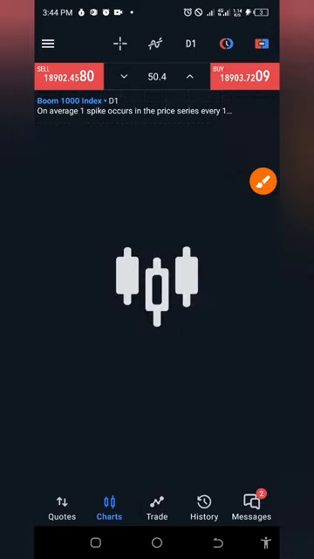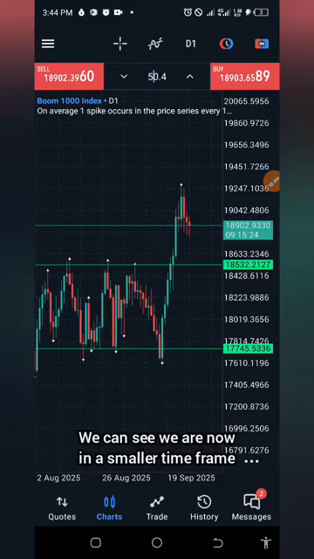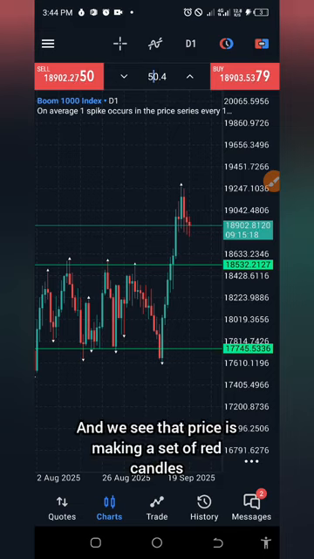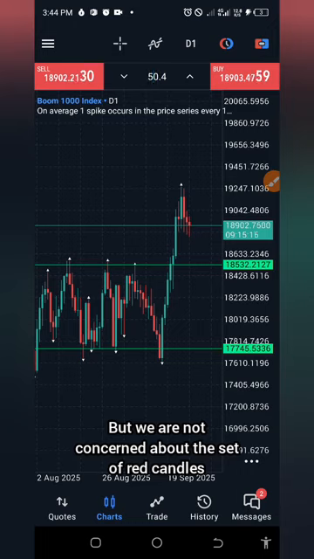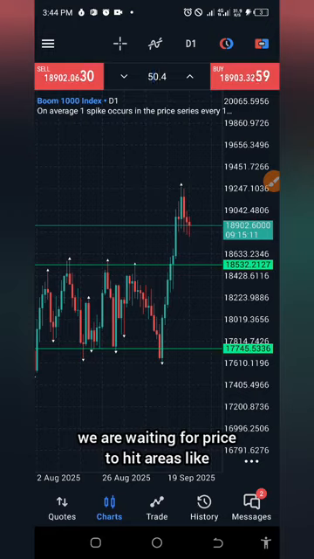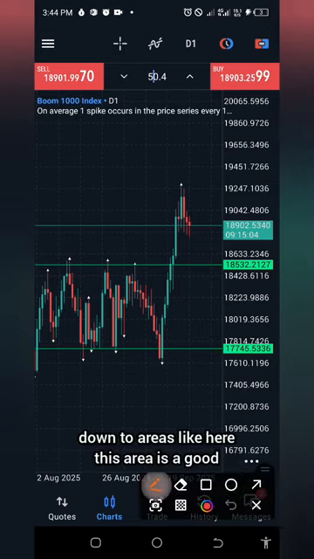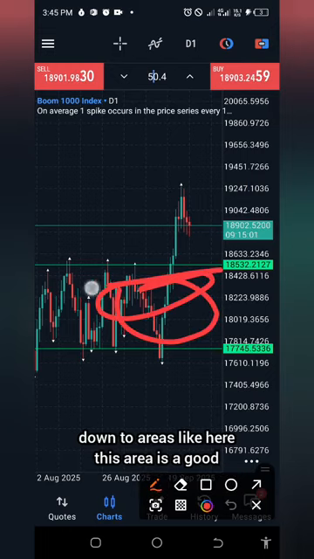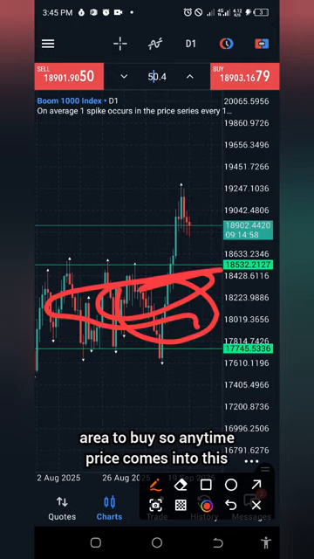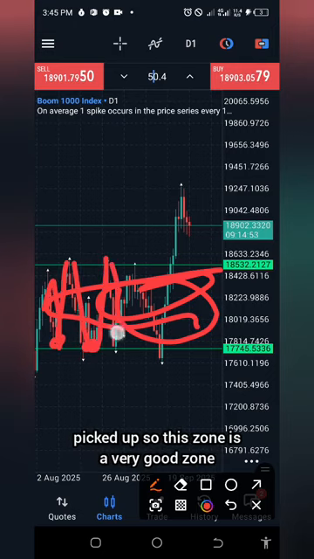Now this is getting very interesting. You can see we are now on a smaller time frame, and we see that price is making a series of red candles, but we are not concerned about the series of red candles that price is currently making. We are waiting for price to come down to areas like here. These areas are good areas to buy. Anytime price came to this zone, price picked up, came to this zone, price picked up. So this zone is a very good zone.